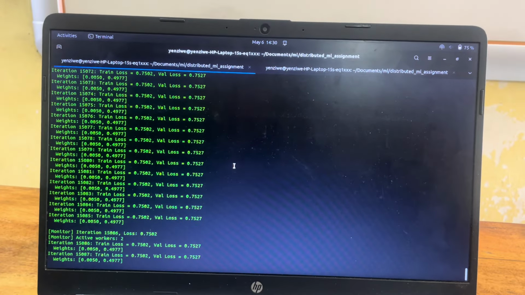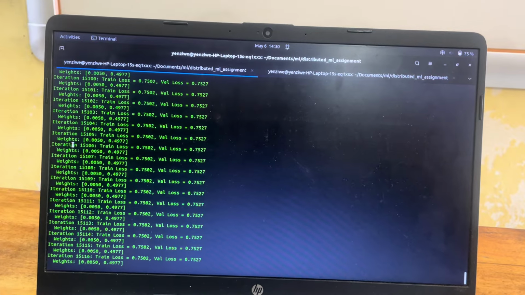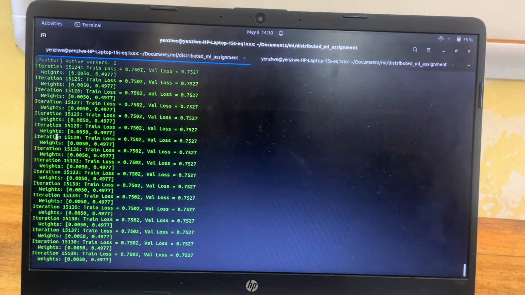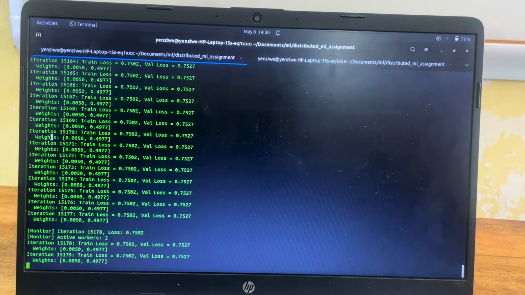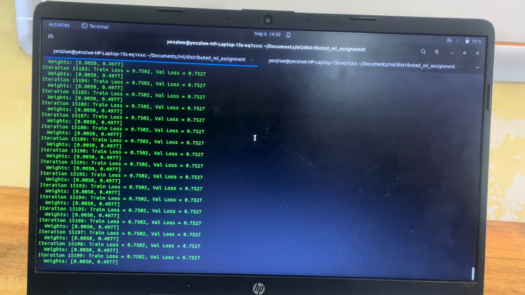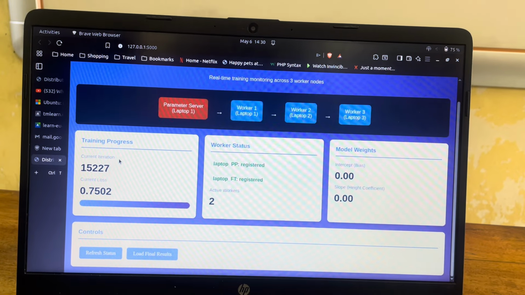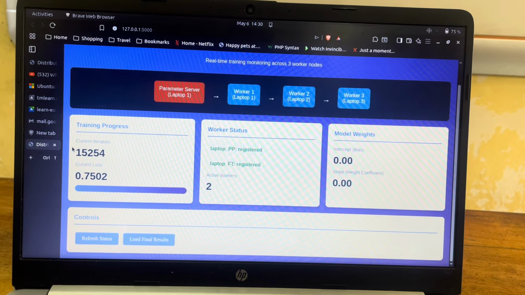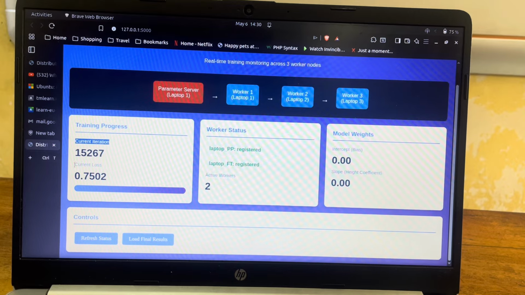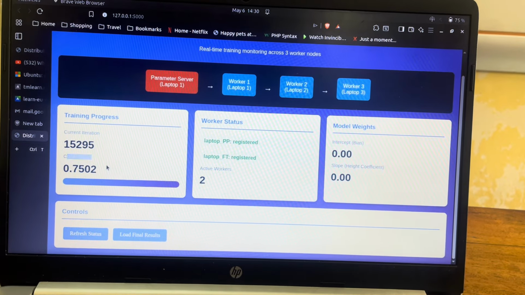So now, as you can see, every 200 iterations there is a monitor that monitors the weights that are currently given to have a prediction model. Then here we're going to go to our live dashboard. As you can see, we have a live dashboard that will monitor the current iteration and the current loss after every iteration within the training session.